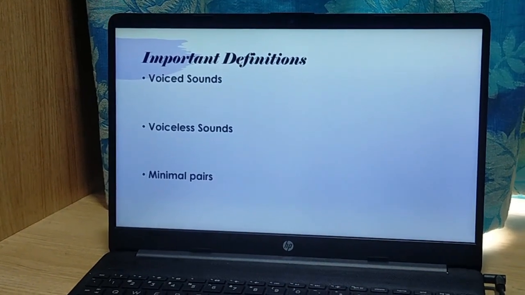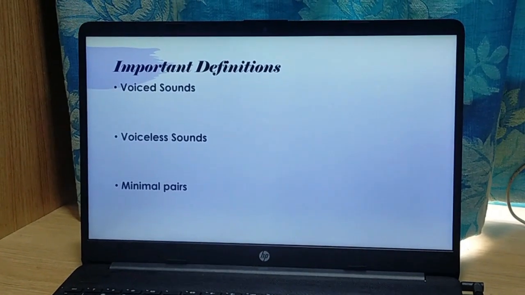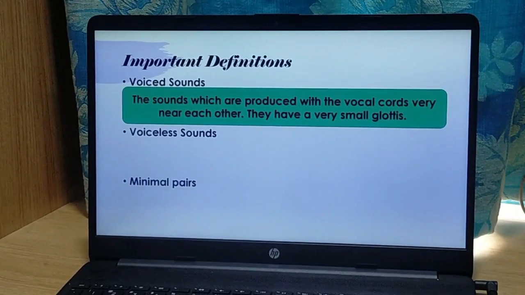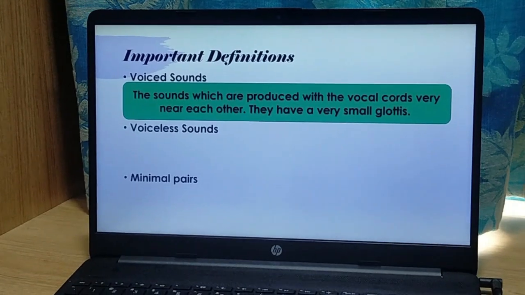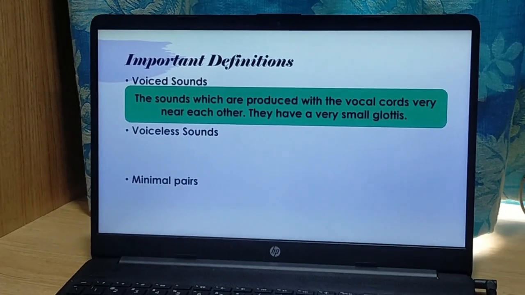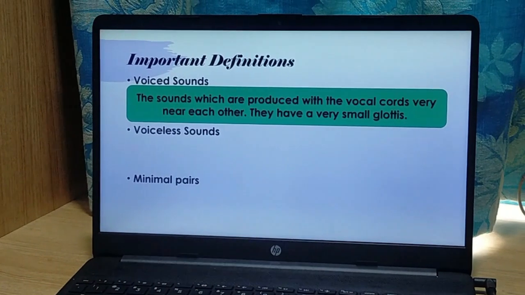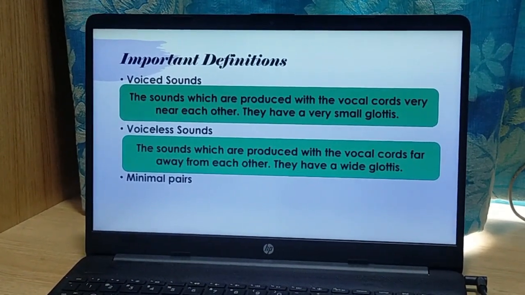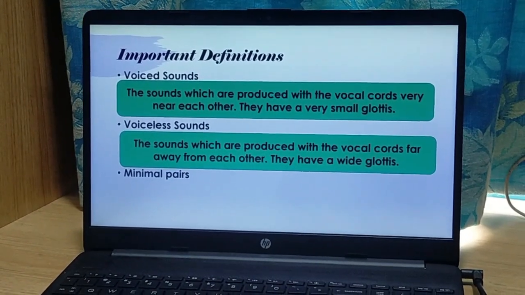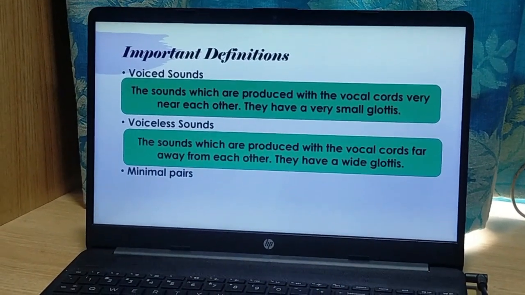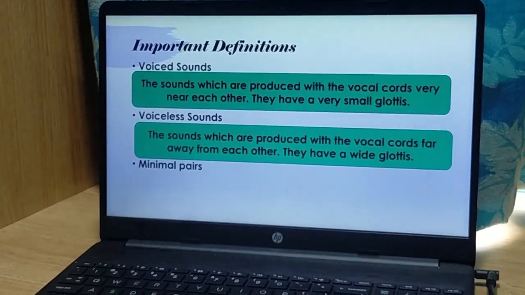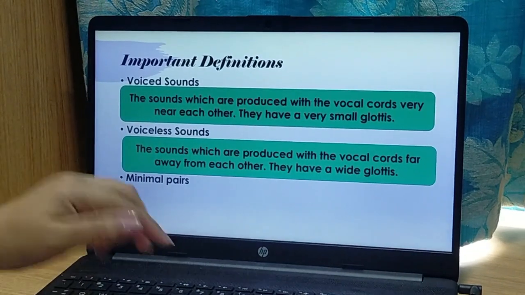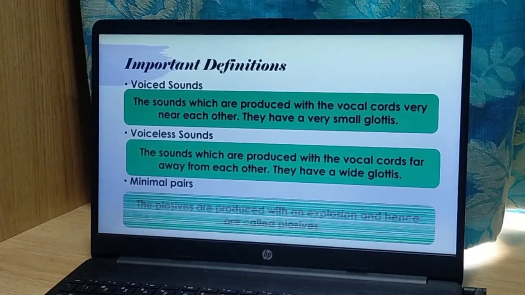Okay, let me now give you the exact definition of the voiced sound. The sounds which are produced with the vocal cords very near each other. They have a very small glottis so that the air passes out with vibration. Voiceless sounds are the sounds which are produced with the vocal cords far away from each other. They have a wide glottis, and hence the air passes out very easily. Another concept which we'll deal with in a later section is the minimal pair.